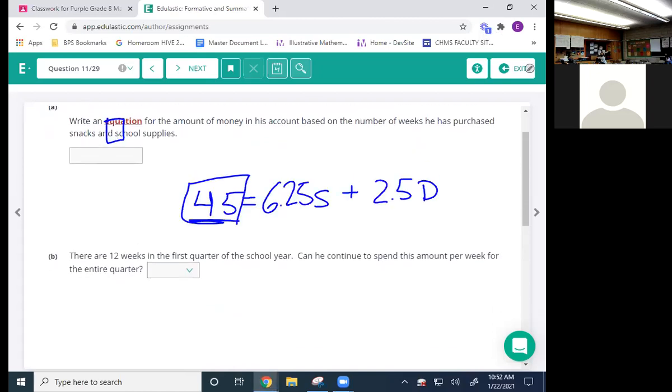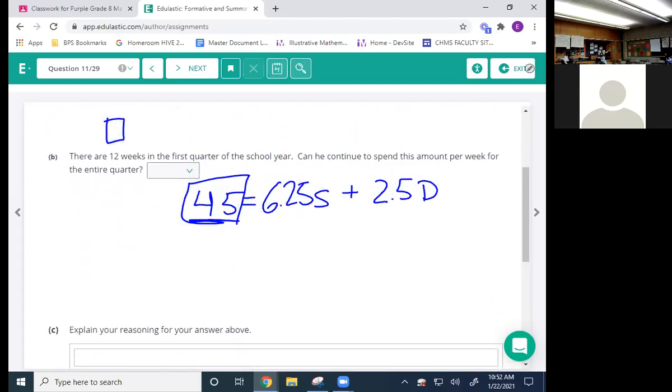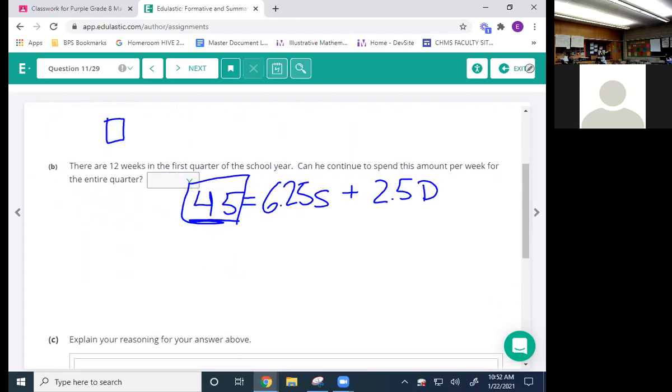So if there's 12 weeks in the first quarter of school, can he continue to spend the same amount per week for the entire quarter? So that means this time, just so happens, we're plugging 12 in for the S and the D because we're buying 12 weeks' worth of snacks and we need to decide, is that a true statement? So if we do, that would be like plugging 12 in for each one of these variables here. Is 45 equal to 6.25 times 12 plus 2.50 times 12?